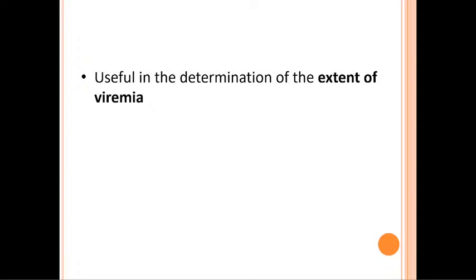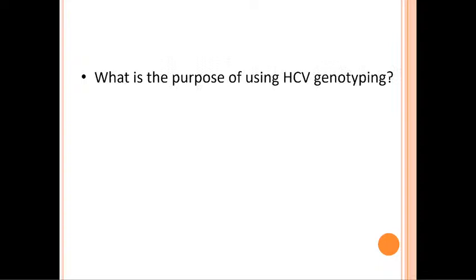HCV quantitation. Now, what is the purpose of using HCV genotype? It's used in the detection of strains that do not respond to therapy. Meron kasing mga resistant strain na pag ginamitan mo ng antivirals ng HCV, hindi nakaka-survive.